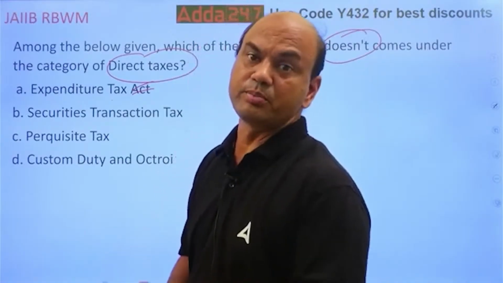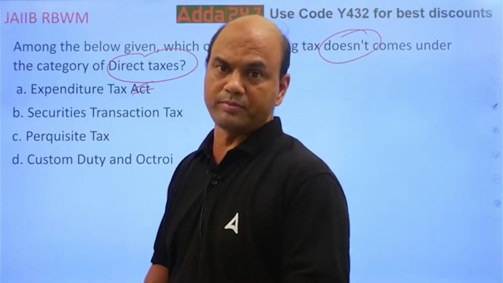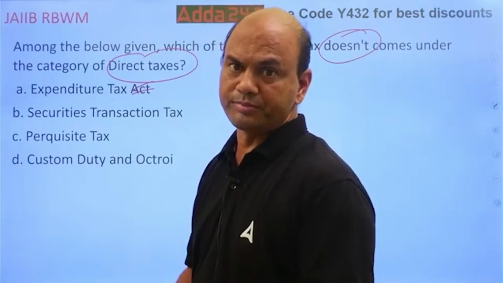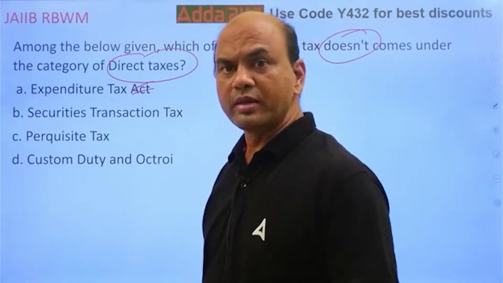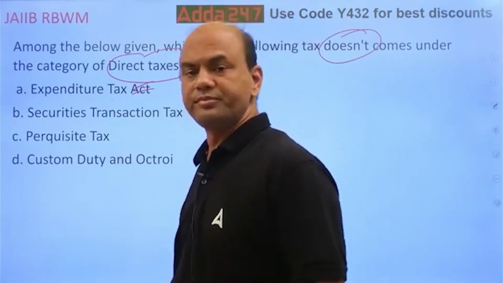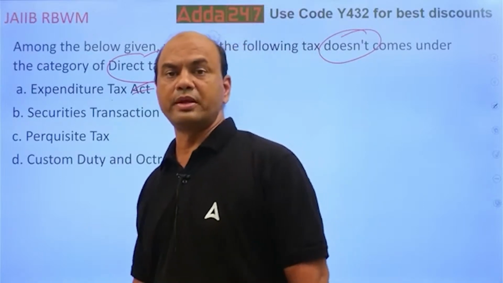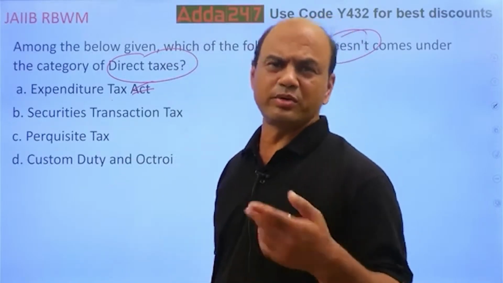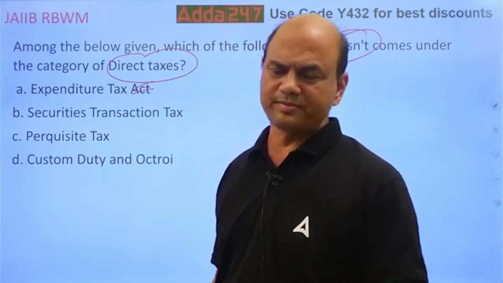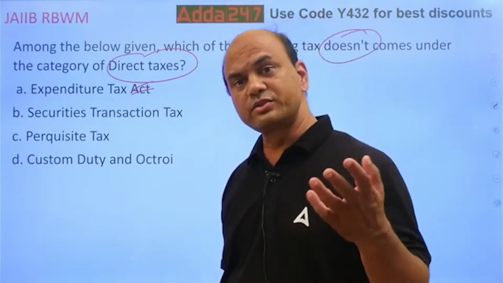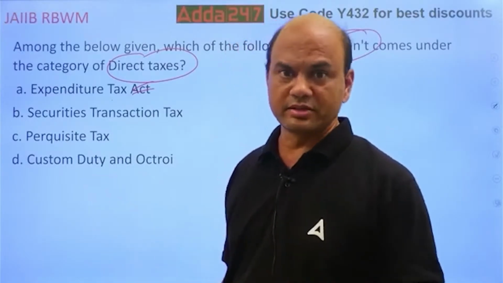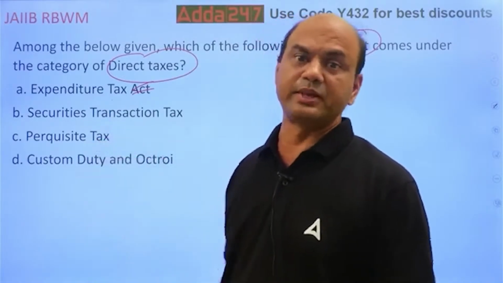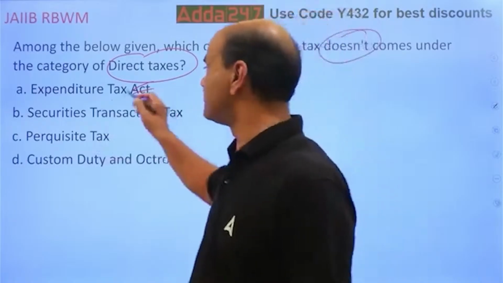Direct tax means which you pay personally by filling up the form. So what do you pay by filling up the form? Expenditure tax. Now this expenditure tax, you and me don't know, because we don't expend that much. There are certain rich guys whose expenses are high, so they pay this tax by filling up the form. So here the form is required.